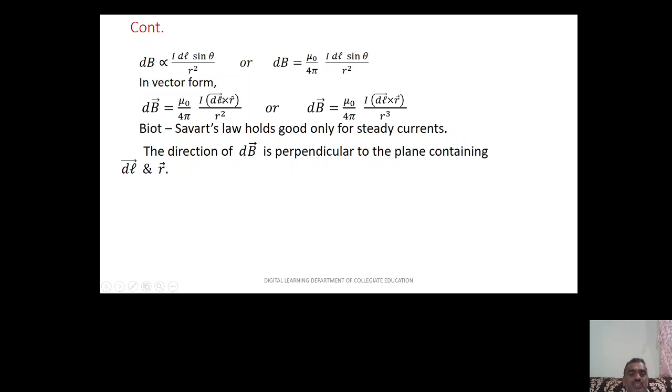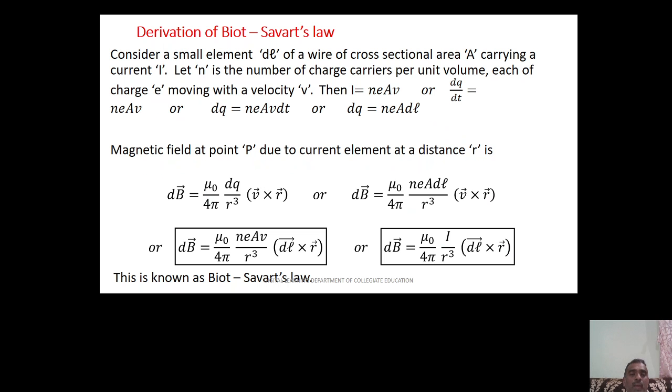If I substitute this definition here, dB vector equals mu naught by 4 pi, I dl vector cross r vector divided by r cubed. This is Biot-Savart's law, and it holds good only for steady currents. The direction of the magnetic field dB is perpendicular to the plane containing the dl vector and the r vector.